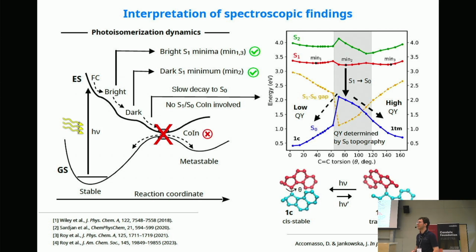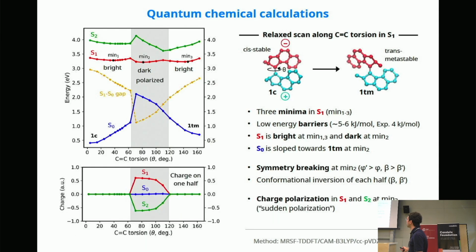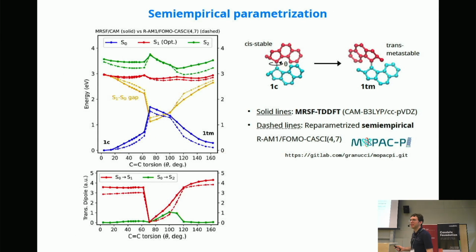Another question, in general, if I may. Yes, please do. A general question about this semi-empirical model. So you reparameterized the semi-empirical potential for this motor, or is it general? Exactly. I reparameterized the semi-empirical method in order to reproduce the mixed reference spin flip results. This is the comparison, solid line the mixed reference spin flip data, dashed line the semi-empirical. That's correct, and that's very good.